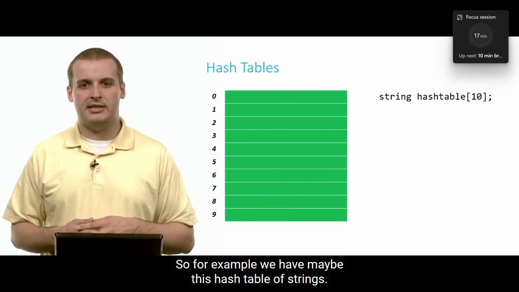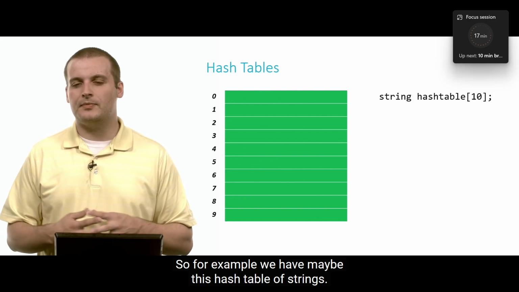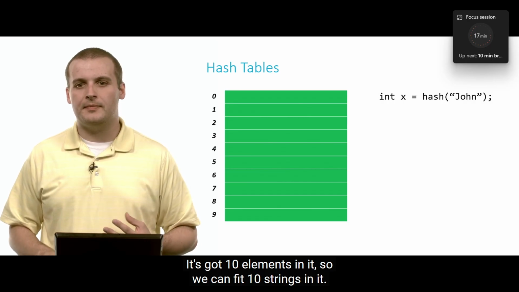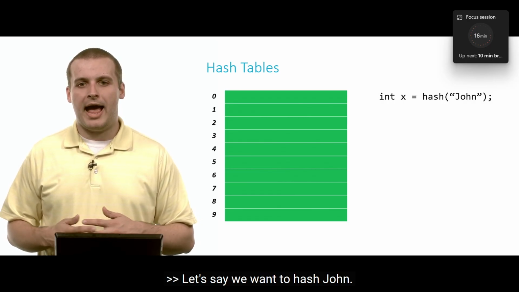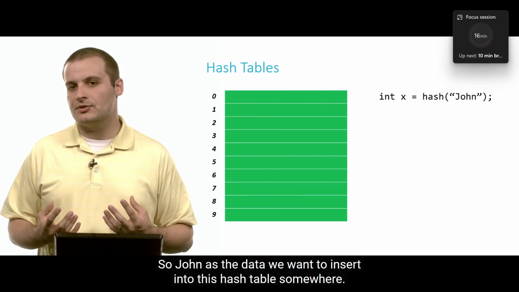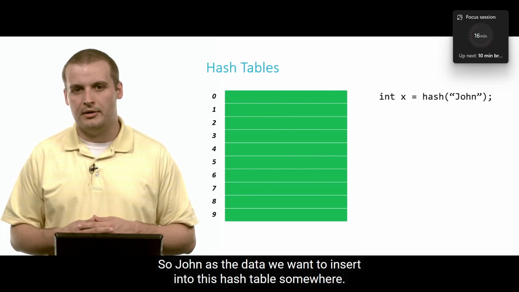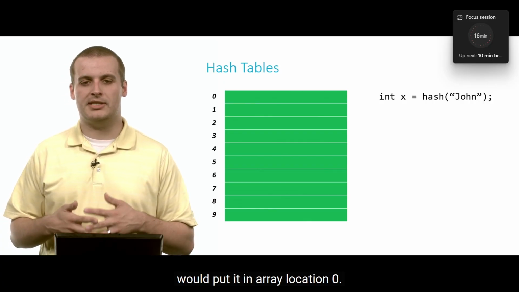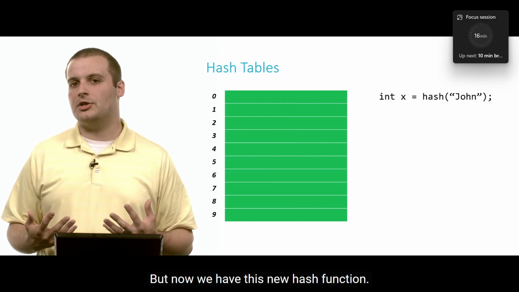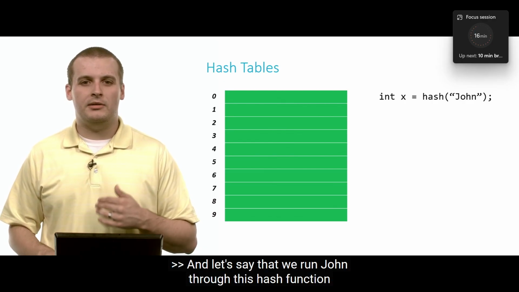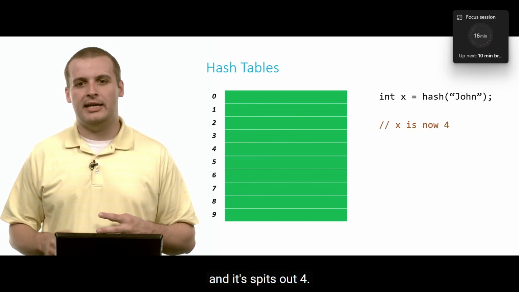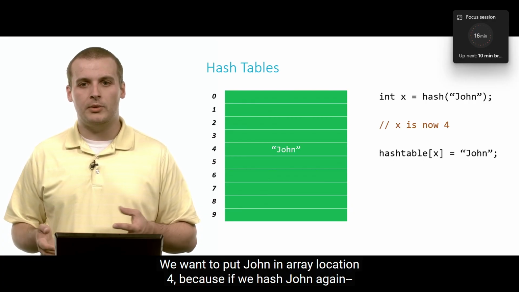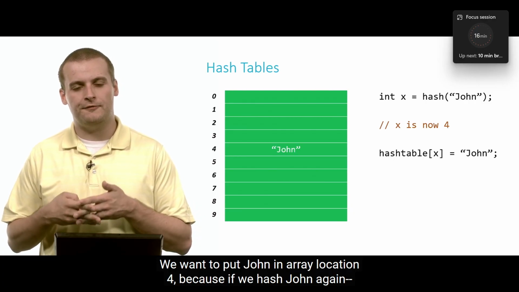So for example, we have maybe this hash table of strings. It's got 10 elements in it, so we can fit 10 strings in it. Let's say we want to hash John. So John is the data we want to insert into this hash table somewhere. Where do we put it? Well, typically with an array so far, we probably would just put it in array location 0. But now we have this new hash function. And let's say that we run John through this hash function and it spits out 4. Well, that's where we're going to want to put John. We want to put John in array location 4.